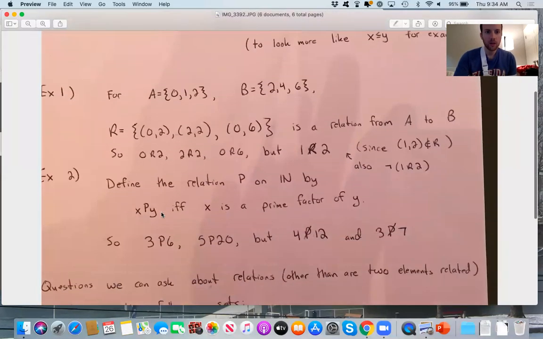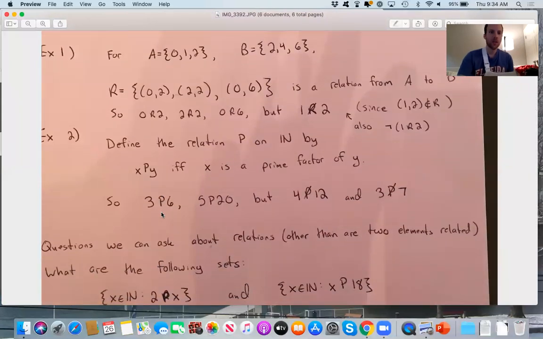Some small examples. First, let's look at a finite set or a finite relation. If we take two sets, A is {0, 1, 2} and B is {2, 4, 6}, we can form their Cartesian product. I won't write it out, but if you find the product A times B, you'll have 9 ordered pairs. It's 0 with all 3, 1 with all 3, 2 with all 3 of them. So we get 9 of these pairs.